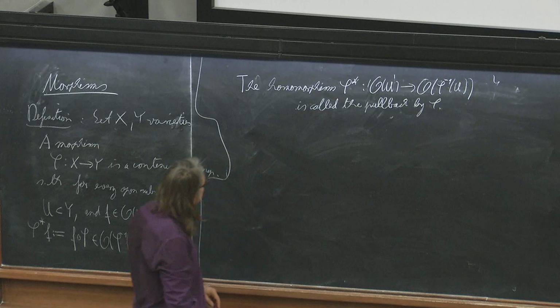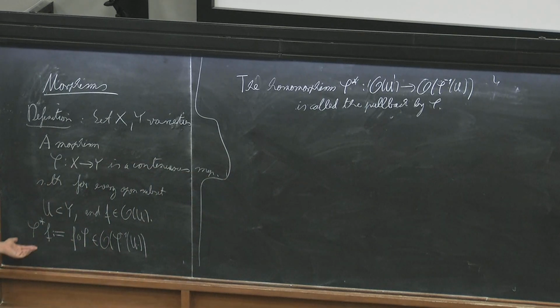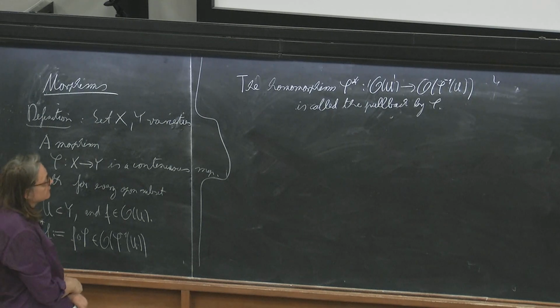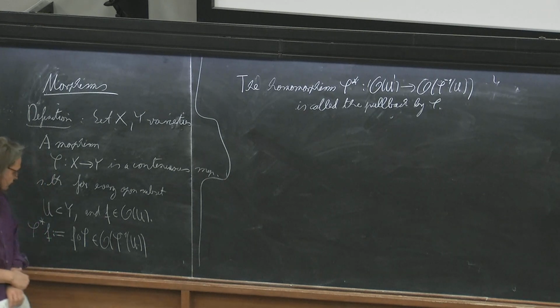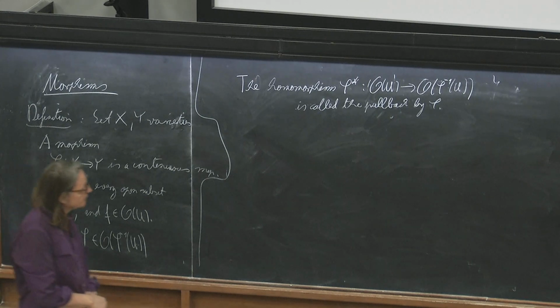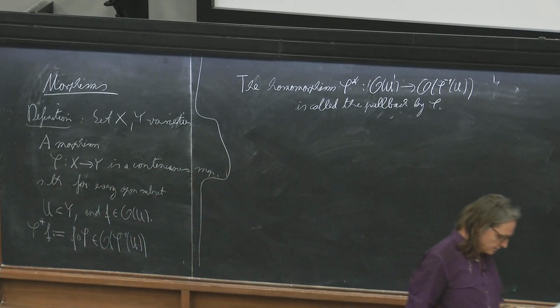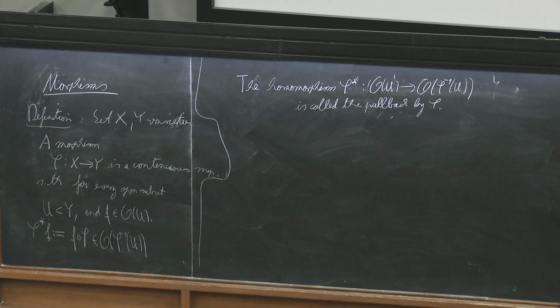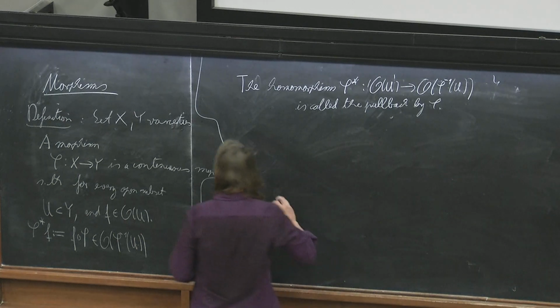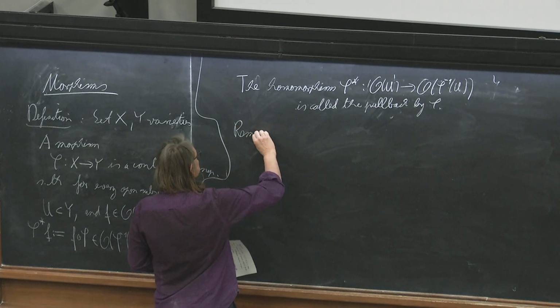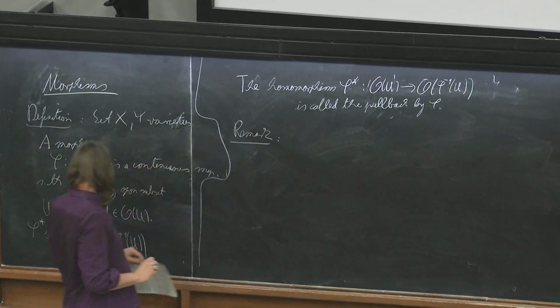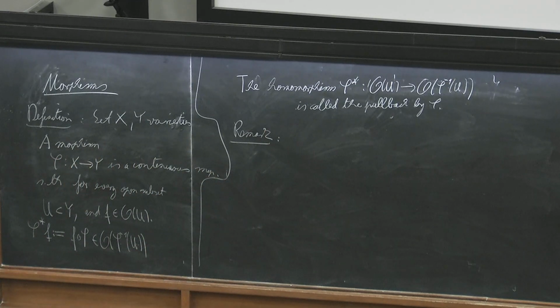So it's clear that this composition is a homomorphism. If you take the product of two functions, the composition will be the product of the pullbacks, and if you take the sum, it will be the sum. So it's even a homomorphism of K-algebras, because obviously constant functions also get pulled back to constant functions. So it's clear from this definition that you can define the composition of morphisms, and this will be a morphism.